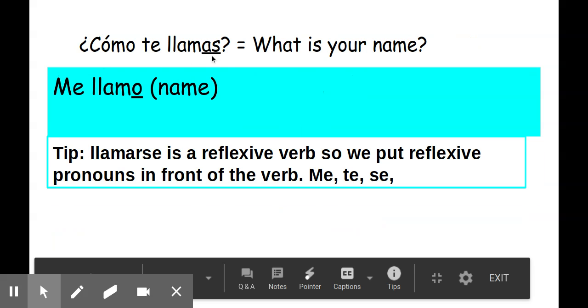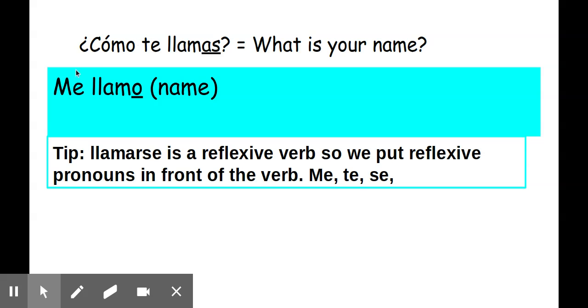¿Cómo te llamas? What is your name? Here we have to change the te to me and say me llamo. The as turns to an o here, and then your name. Me llamo Yolanda. So llamarse is a reflexive verb, which means we have to put reflexive pronouns in front of it. Me, te, and se.